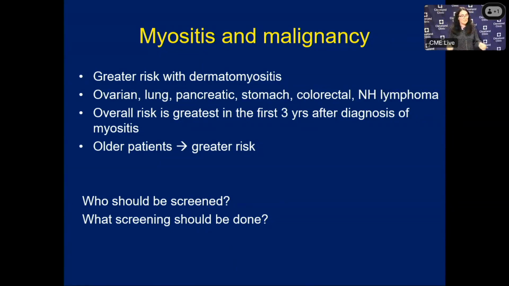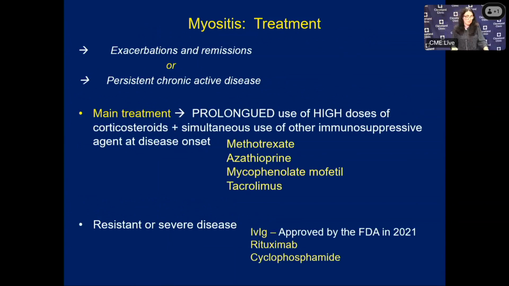So we always ask ourselves, who are these patients who should be screened for malignancy once the myositis diagnosis is made? And what kind of screening should be done? At the present moment, the recommendation is that in young patients, the screening should be the age-appropriate recommendations for the general population. But in older patients, one may consider, for example, a CAT scan of the chest, abdomen, and pelvis, in addition to the age-appropriate screening.